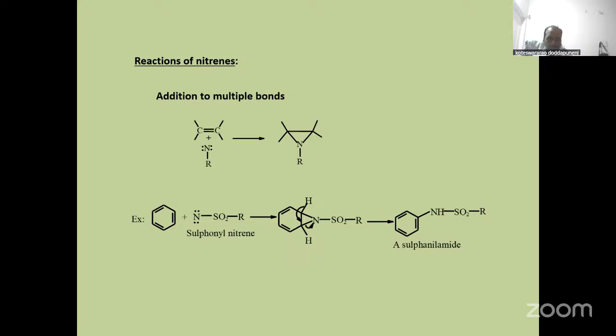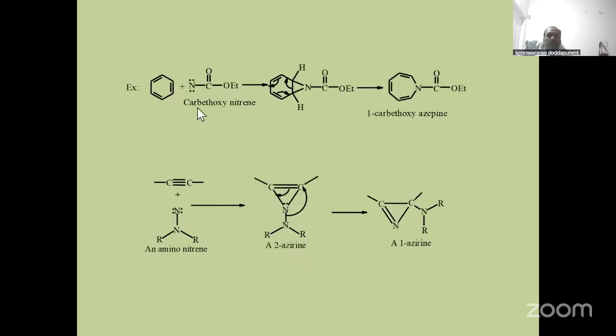Next, it is treated with benzene sulfonyl nitrene. This sulfonyl nitrene first undergoes the addition reaction to the pi bond in the aromatic system that leads to the formation of a sulfonylamide as the product. This is the mechanism again.